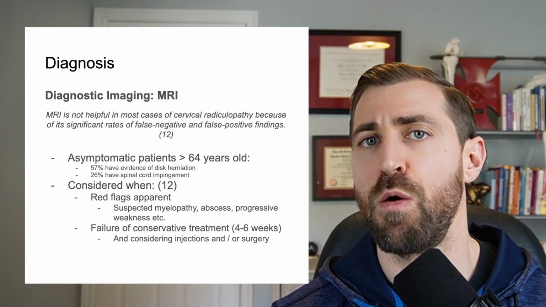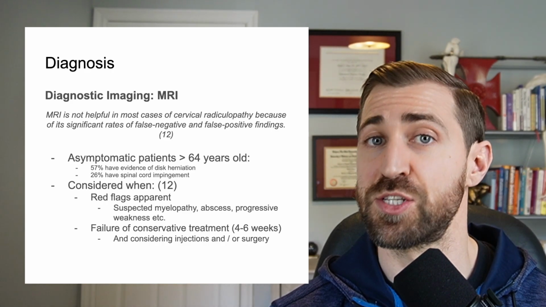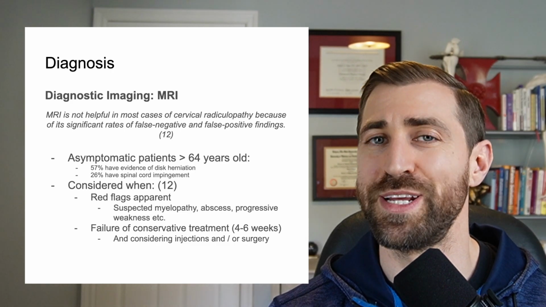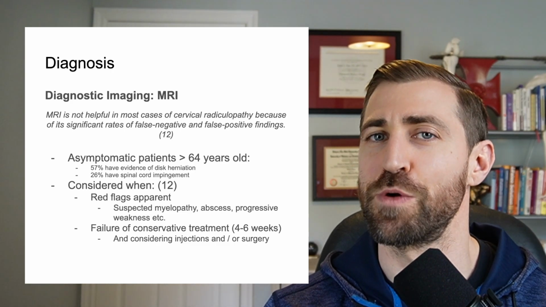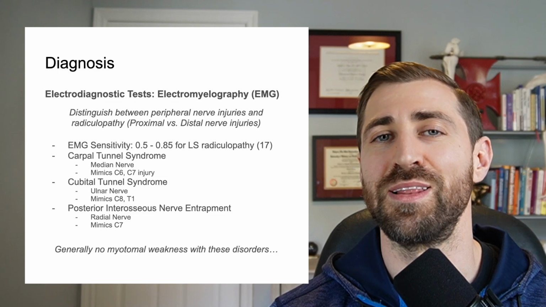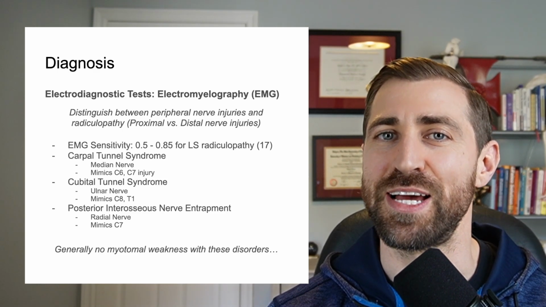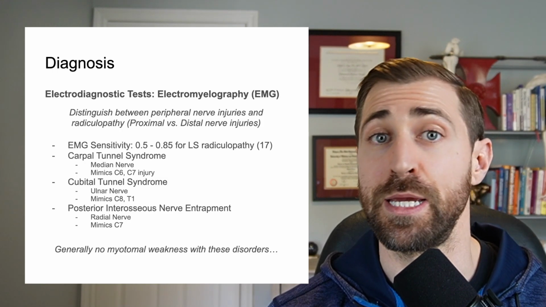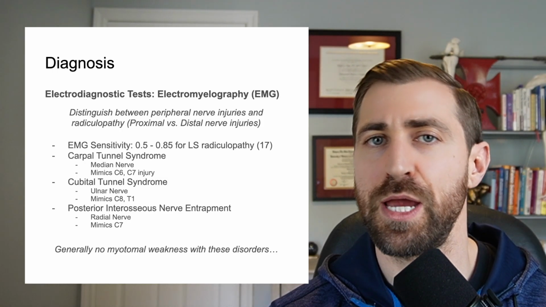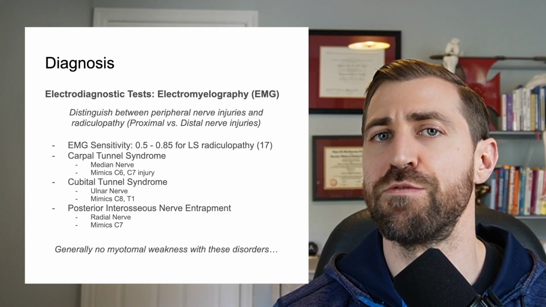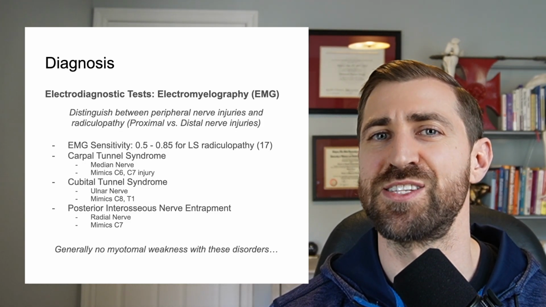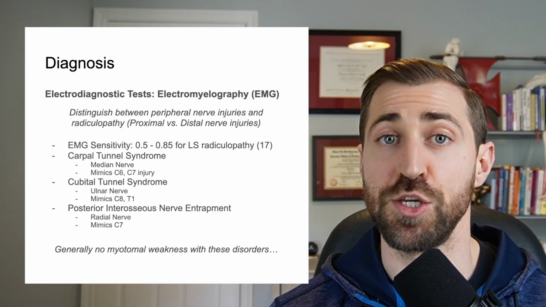The other piece is, where is the nerve root that's involved if this truly is cervical radiculopathy? Because if we're going to do an injection or surgery, we want to make sure we do it at the right level. What about electrodiagnostic tests? So things like EMG. When would you consider using something like an EMG? Well, for one, they actually can be useful in trying to figure out which nerve root is involved. It's not a perfect test, doesn't have 100% sensitivity and specificity, but it can be useful.